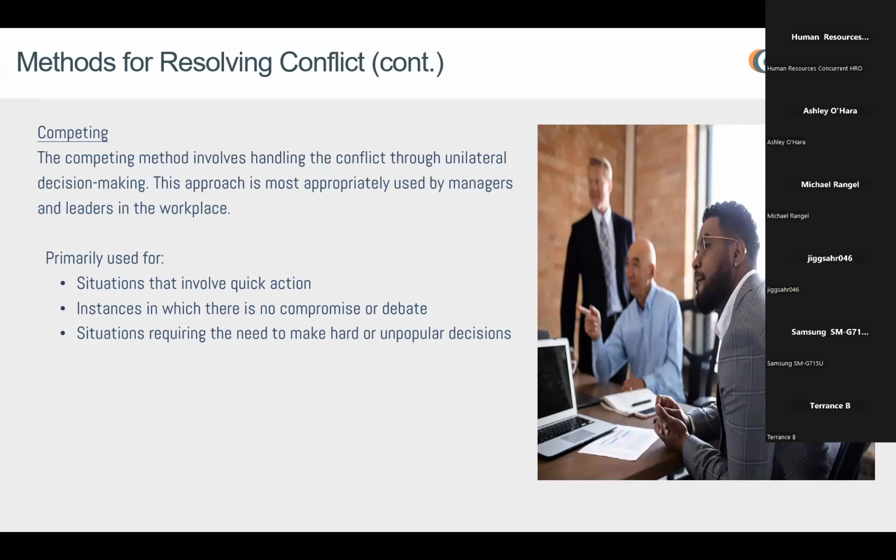To continue, competing. All right. The competing method involves handling the conflict through unilateral decision making. This approach is most appropriately used by managers and leaders in the workplace. All right. Primarily it's used for situations that involve quick action and instances in which there is no compromise or debate. All right, situations requiring the need to make hard or unpopular decisions. All right, a lot of times these come from above, and there's no real discussion to be had.